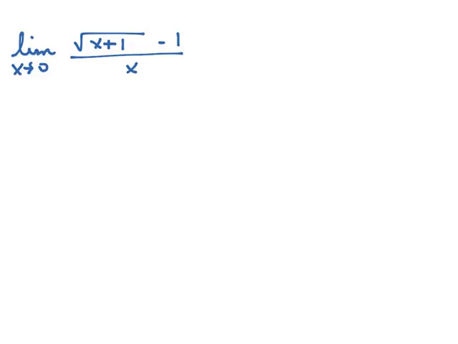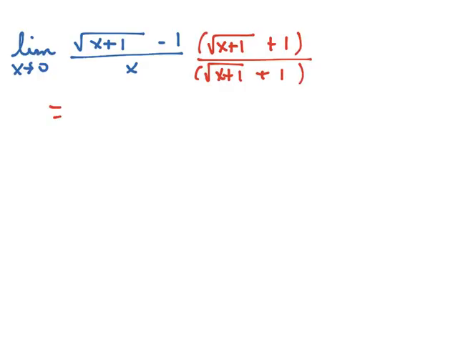So when we have a limit involving a radical, a lot of times a technique that will work is to multiply both the numerator and denominator by the conjugate of our numerator. So we're going to multiply by the square root of x plus 1, plus 1. And whatever we do in the numerator, we're going to have to multiply by the same factor in the denominator. So in our numerator, what we've essentially created is a difference of squares.